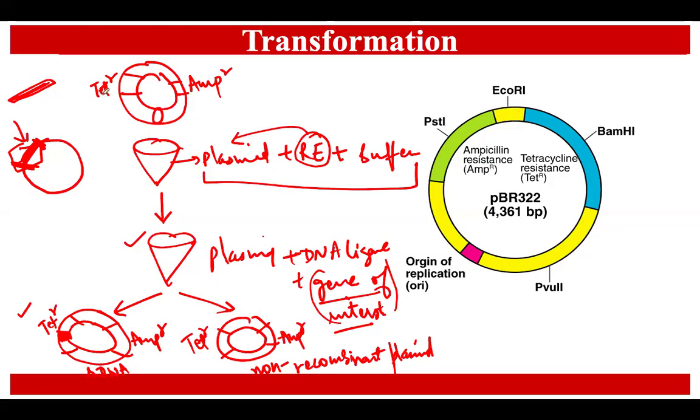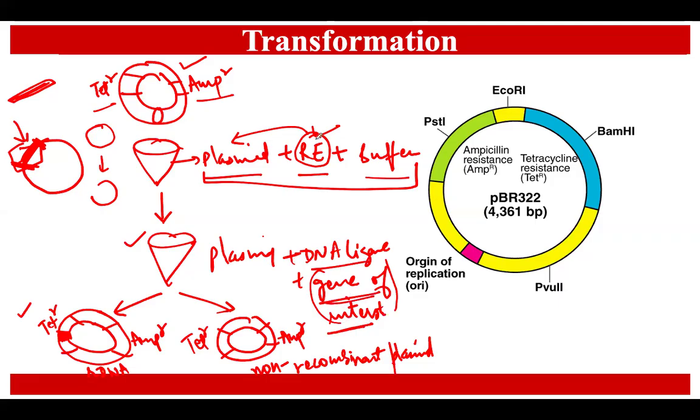Let me try to revise it again. So this is the pBR322, which is having the intact tetracycline and ampicillin resistant gene. So we put this plasmid into a vial along with the restriction enzymes and buffer. So these restriction enzymes are going to make a cut in the plasmid, right? So let's suppose this is the plasmid. The restriction enzyme is going to make a cut. Now there is an open end. After a period of incubation, we are going to put DNA ligase and gene of interest into it.